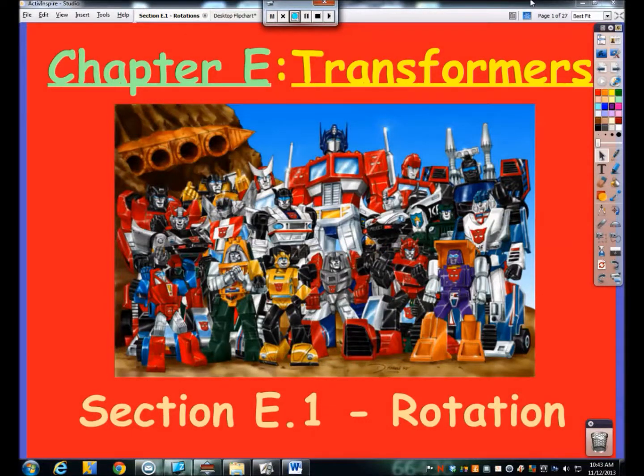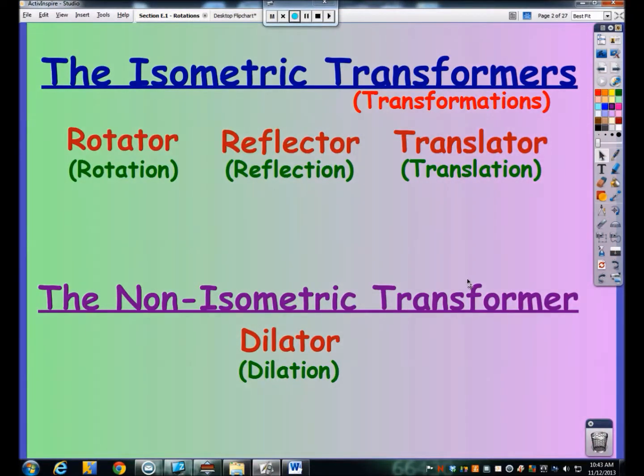All right, the first video in our rotation series. Here are three isometric transformers: rotator, reflector, translator, and we will start our adventure with rotator.